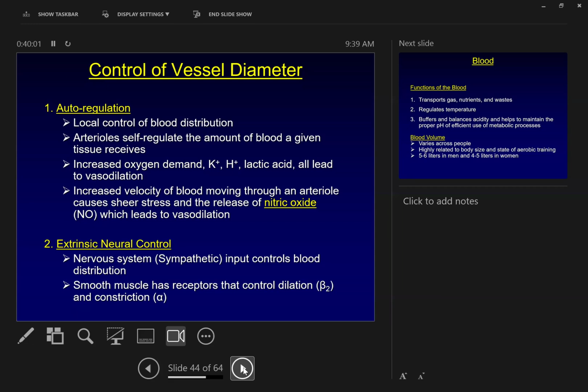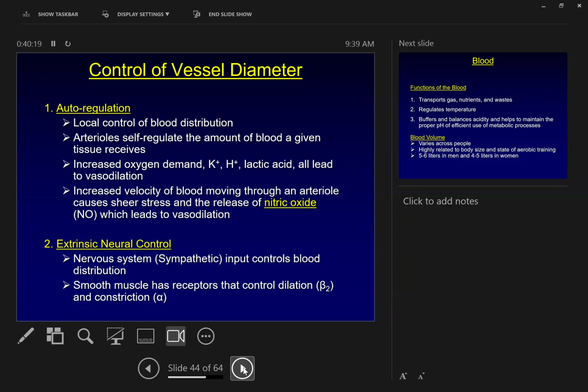So the response then is the endothelium activates an enzyme, which then causes the generation of a molecule called nitric oxide. Not nitrous oxide, not laughing gas, what you get when you go to the dentist.